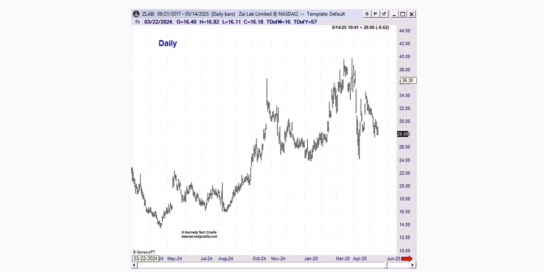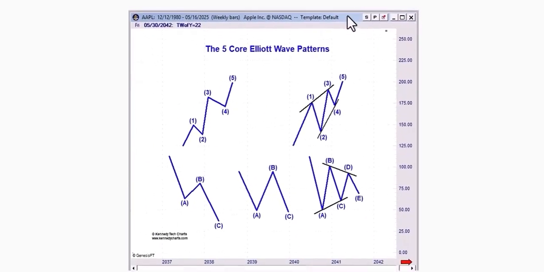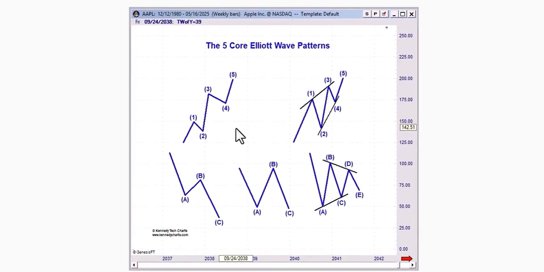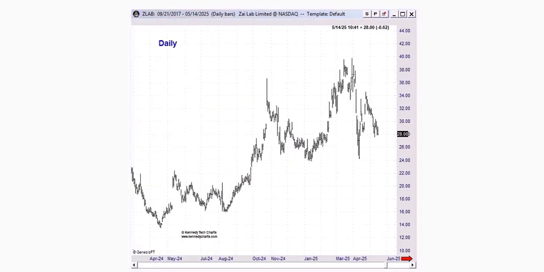Okay, now what we're going to be doing today is pick up where we left off yesterday. If you recall, we were looking at impulse waves. Again, this is what I'm going to be doing over the next few weeks. We're going to dive a little bit deeper into these 5 core foundational patterns which make up the wave principle. So this week, of course, we're focusing on the very first wave pattern. Again, this is an impulse wave. This is one of 2 types of motive wave structures.